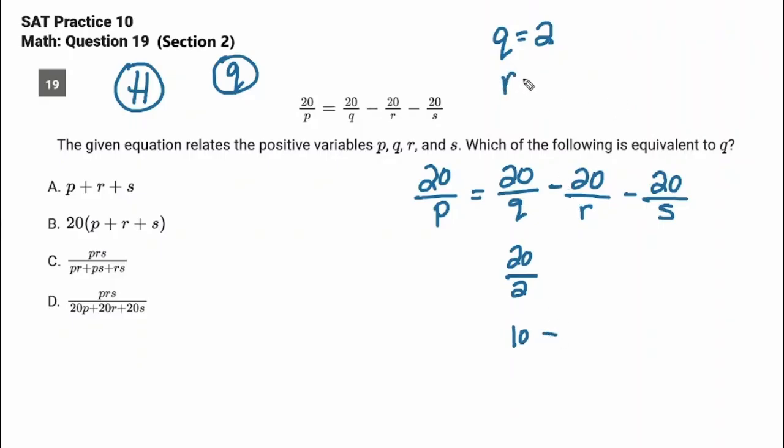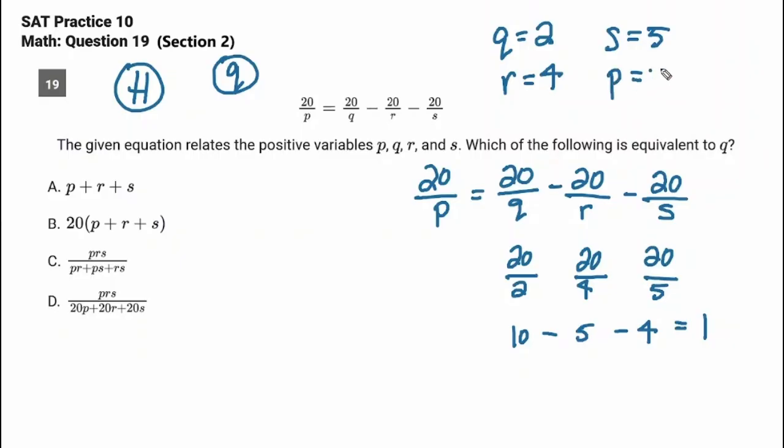All right, minus, what's something else that goes with 20? How about 4? R is 4. All right, so that's 20 over 4, which is 5. And what's something else that goes with 20? 5 also goes with 20. 20 over 5 is 4. 10 minus 5 minus 4, that's 1. 20 over P is 1, so what's the only thing that P can be? P's got to be 20.